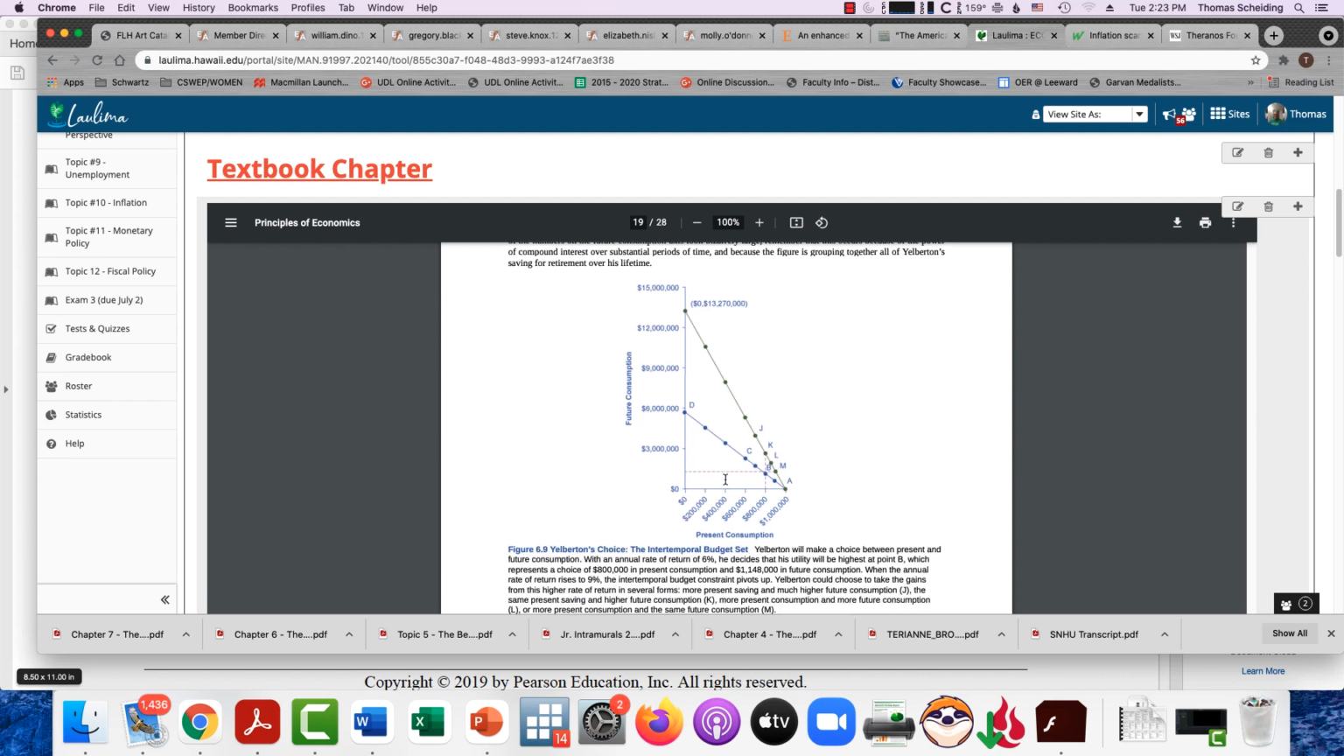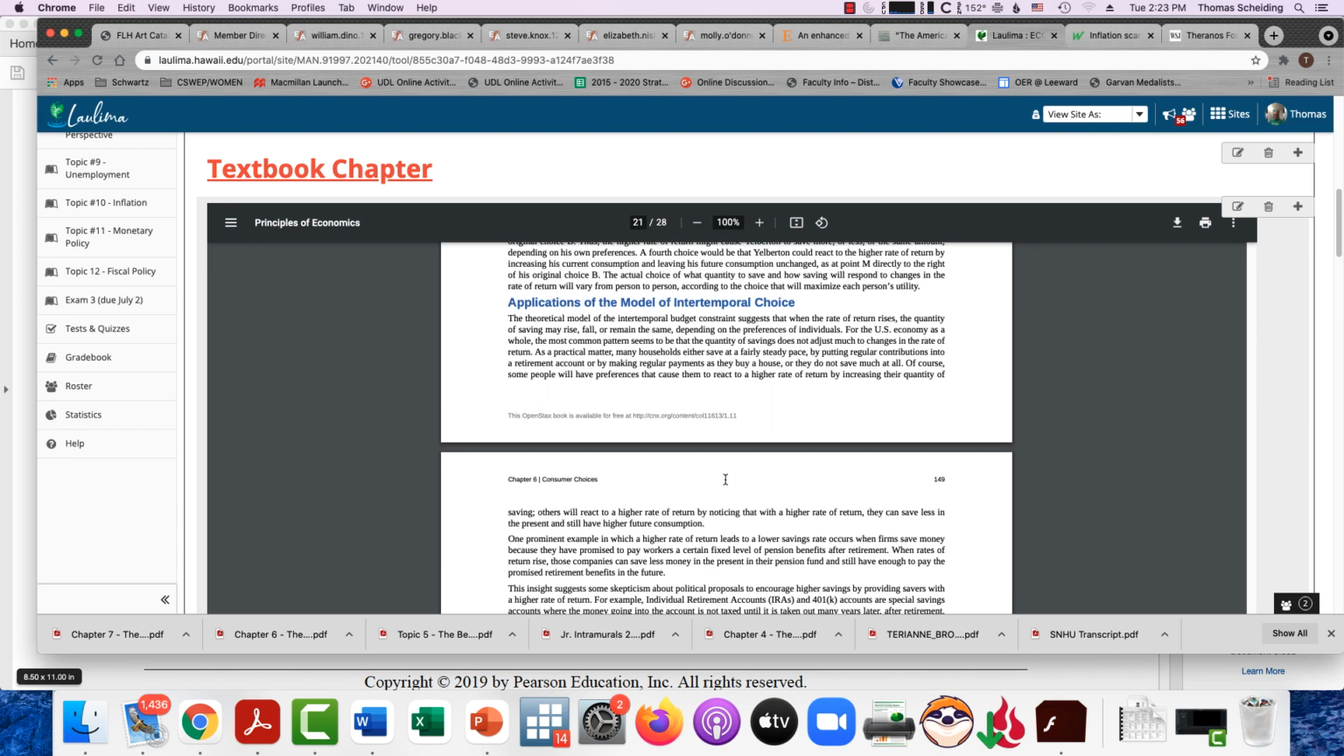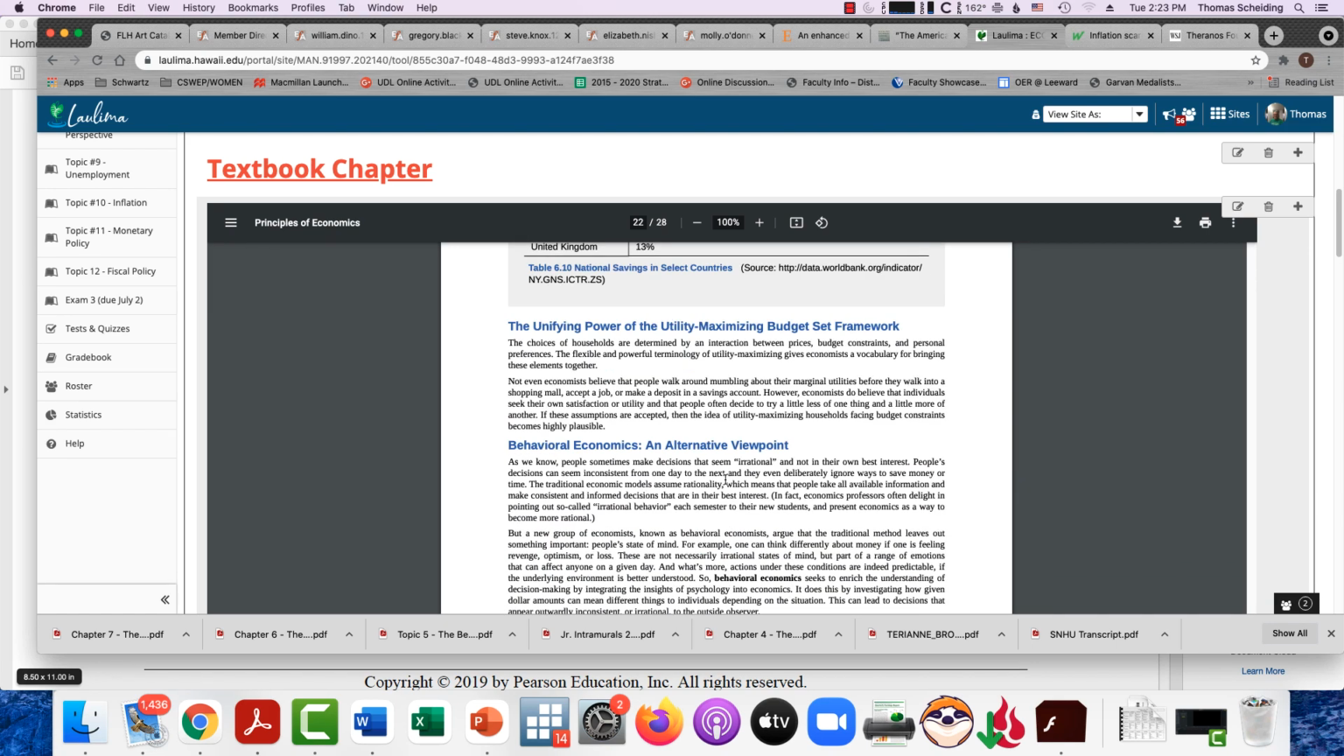Mastering that is really mastering this complicated topic. But mastering this topic is the key to understanding what microeconomics is.